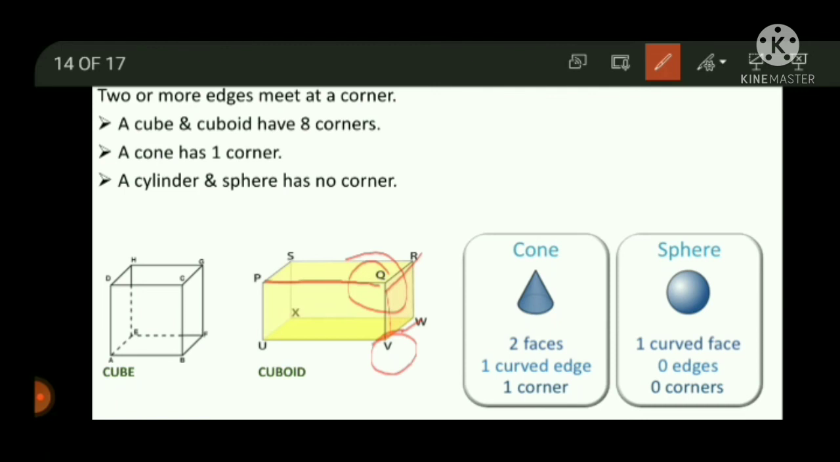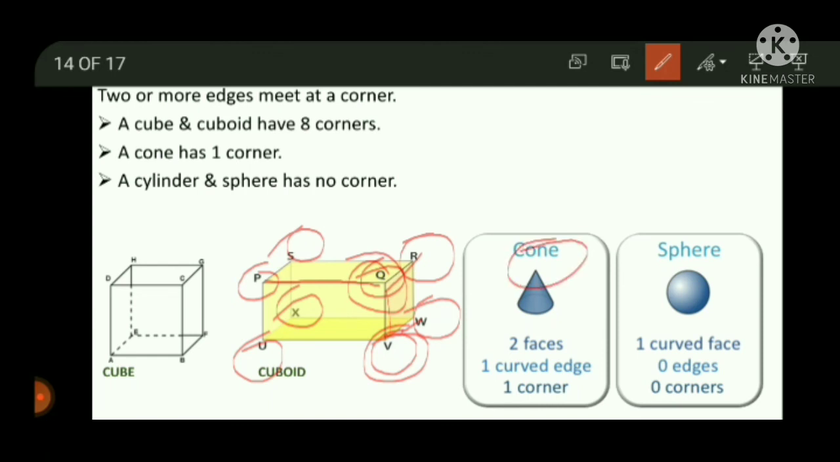So in a cube, we can see 8 corners. They are marked here A, B, C, D, E, F and G, H. If you look here in a cuboid, the corners are P, S, R, Q, U, X and W and V. These are the 8 corners. In a cone, there is only one corner. And in a sphere, there is no corner at all. Even in a cylinder, there is no corner, because two edges are not meeting in a cylinder. They are far apart.